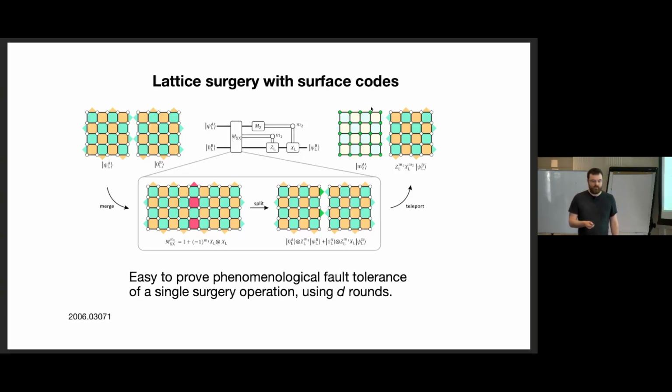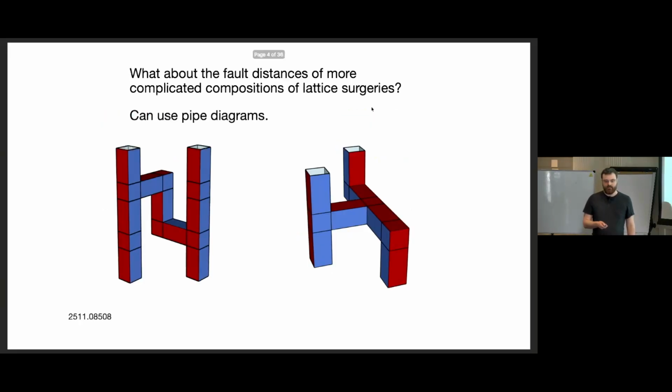Okay, so with plain old lattice surgery, it's very easy to prove the phenomenological fault tolerance of doing a single surgery operation, at least with what we know now. And realistically, when people think about doing lattice surgery with surface codes, they don't talk so much about individual operations anymore. People talk about space-time volume optimizations and compilation and so on.